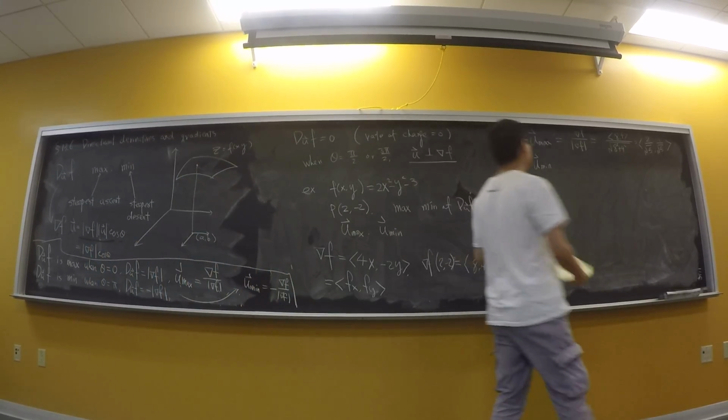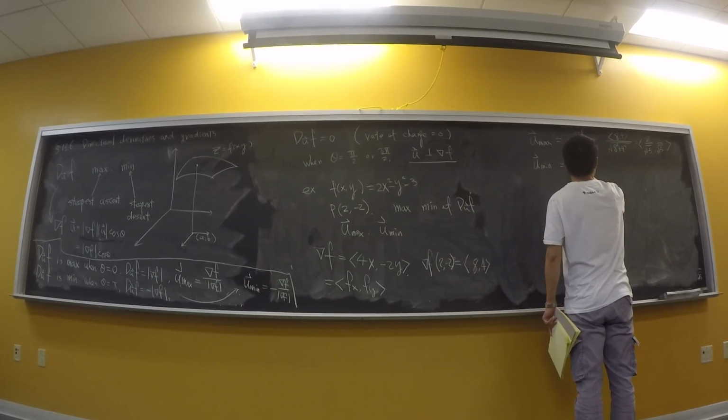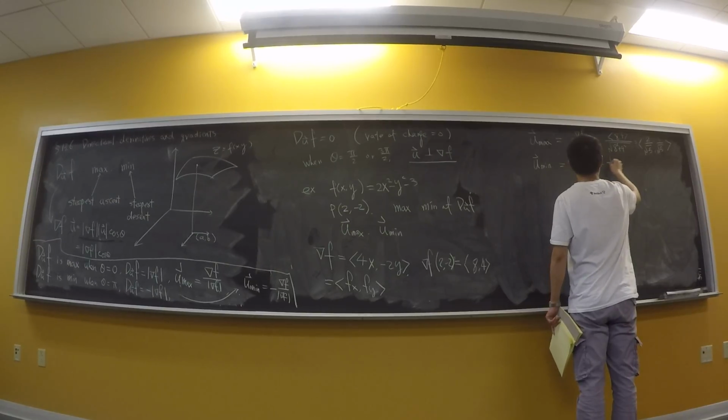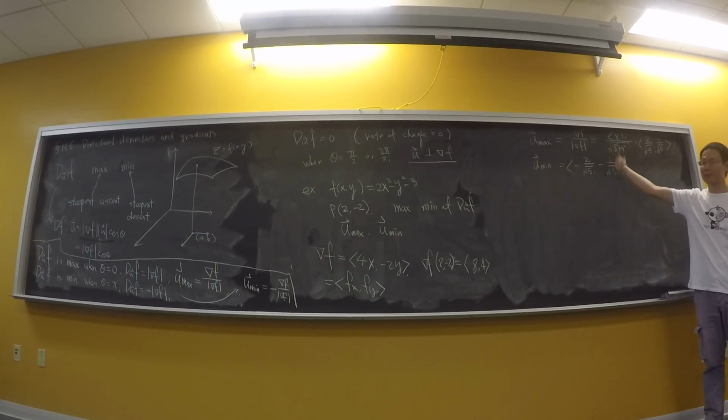And then U min is going to be the minus direction. So it's going to be minus 2 divided by square root of 5, minus 1 divided by square root of 5. I computed these two at the very beginning.